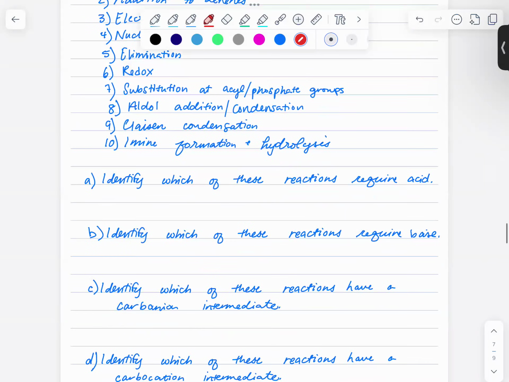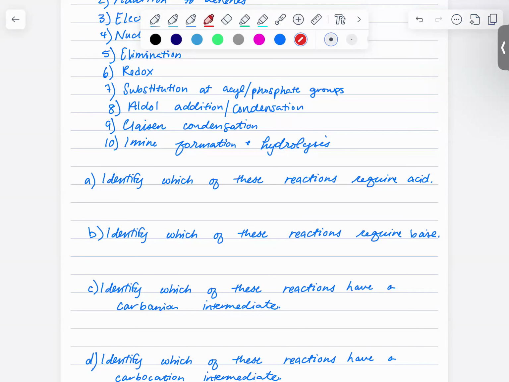Okay, so we have here the list of all of the various reactions that we have learned so far in this class. Some of them require a catalytic acid. Some of them require a catalytic base. Some of them have carbanion intermediates, carbocation intermediates. I know that specifically the carbanion and carbocation intermediates has been a homework question before.